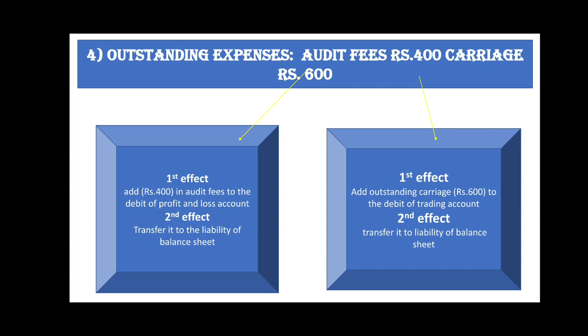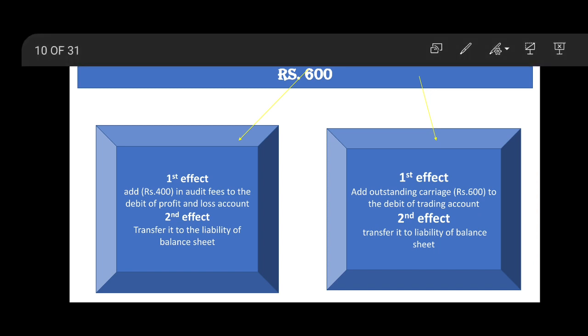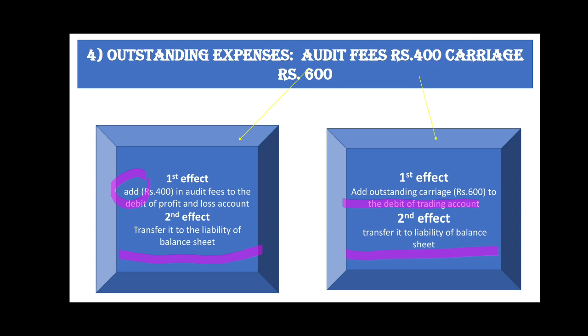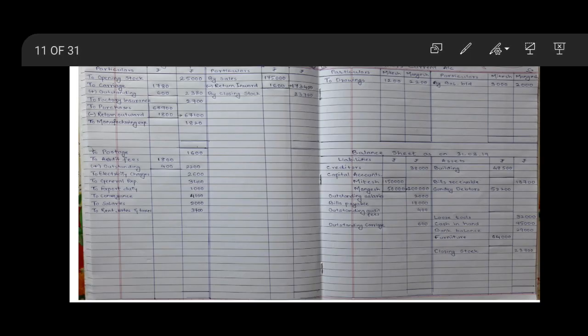The next is fourth adjustment regarding outstanding expenses. Audit fees 400 and carriage 600, means audit fees and carriage both are outstanding by 400 and 600 respectively. What we do with it? If audit fees is outstanding, it is added to the audit fees and then it is transferred to the liability side. Same for carriage, it is added to the carriage and then it is transferred to the liability side of the balance sheet.